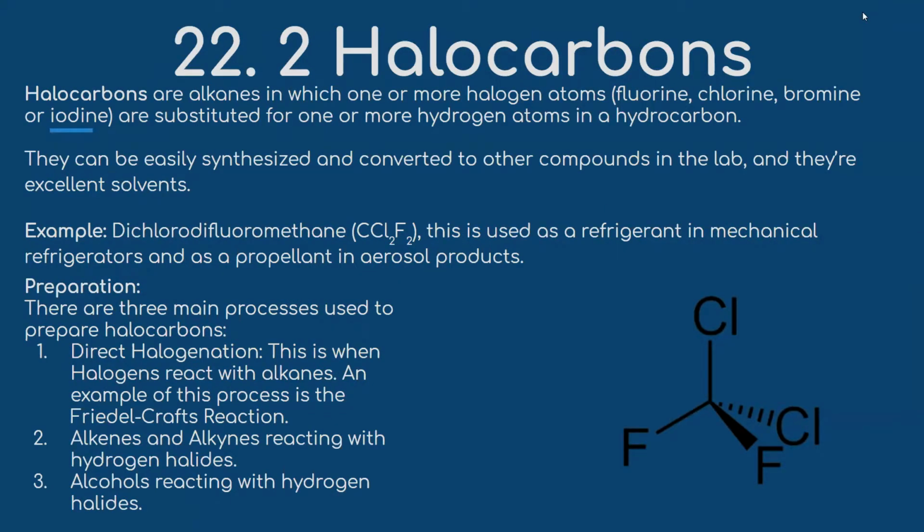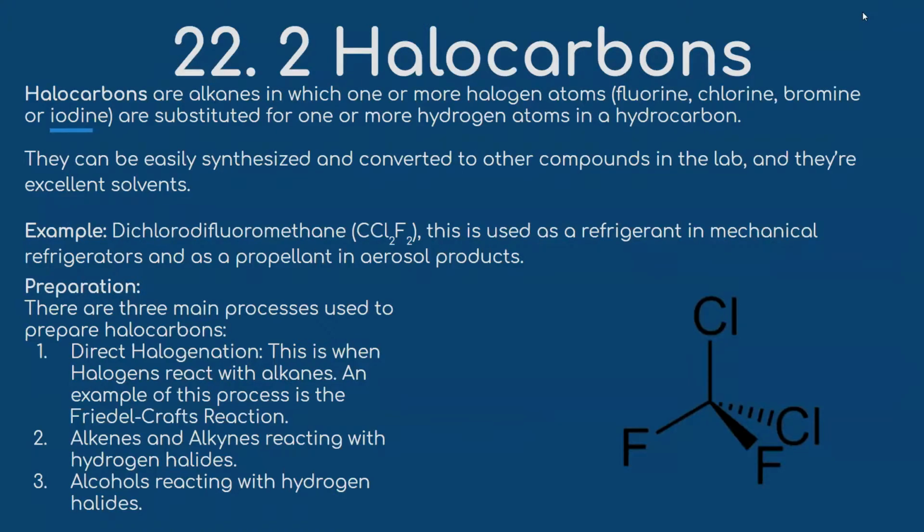Section 22.2 was all about halocarbons. Halocarbons are alkanes in which one or more halogen atoms, such as fluorine, chlorine, bromine, or iodine, are substituted for one or more hydrogen atoms in a hydrocarbon. They can be easily synthesized and converted to other compounds in the lab, and they're excellent solvents.